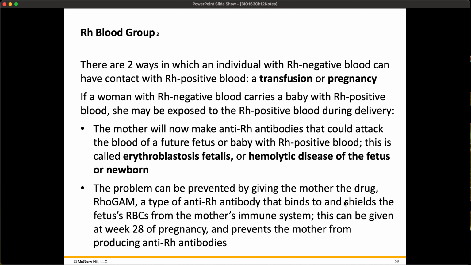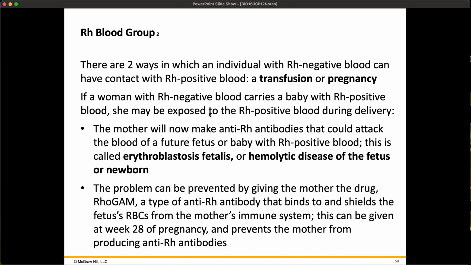Let's talk about how that happens. There are 2 main ways in which an individual with Rh negative blood contacts Rh positive: either through a transfusion, through a mismatch, or through pregnancy. Transfusion is pretty straightforward. You give somebody Rh positive blood, and that could be something like you had a limited supply and weren't checking carefully enough, so you just give somebody Rh negative, Rh positive blood. The more common one, I believe, is through pregnancy. So let's say that the mother is Rh negative. She has Rh negative blood, but her fetus is Rh positive.